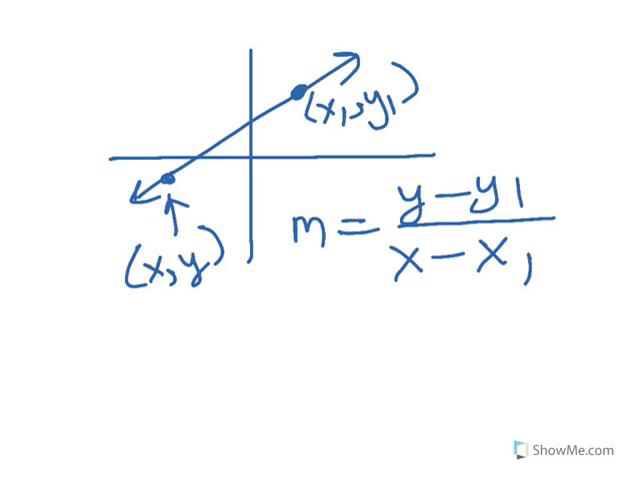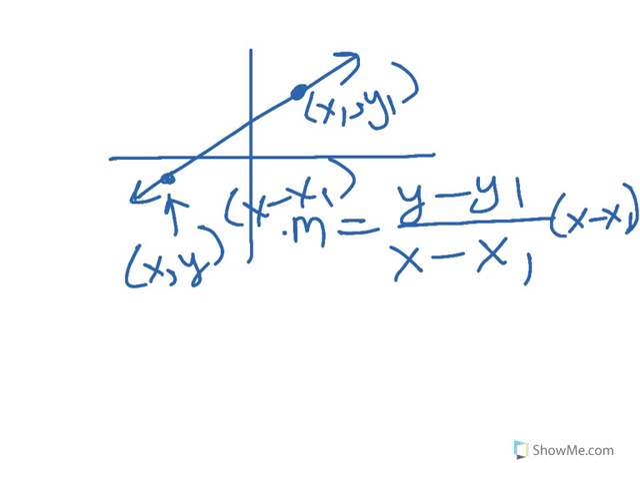I can do whatever I want to both sides of an equation as long as I do the same thing to each side. So let's choose to multiply each side by the same thing. I'm going to multiply each side of this equation by x minus x1. So I'm going to multiply this by x minus x1, and I'm going to multiply m by x minus x1.